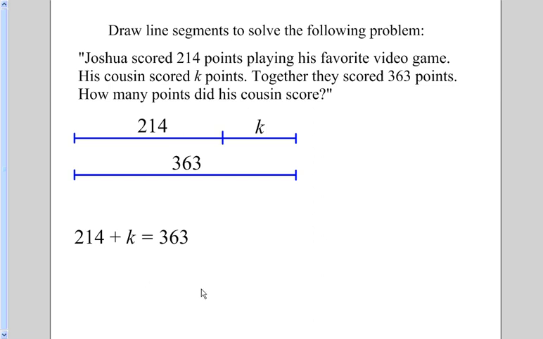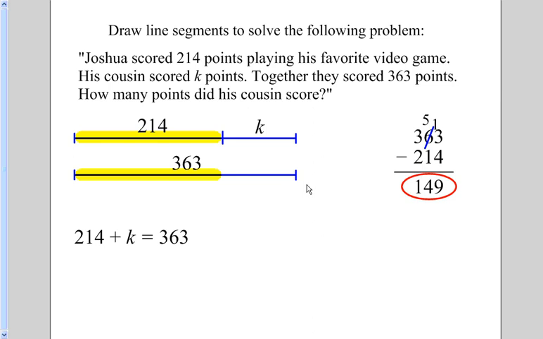So how do we solve it? Well, we need to be able to see 214 plus something is going to equal 363. So if we take that 214 and subtract it from 363, what's left is going to be K. Let's take 363 and subtract 214 from it. We're going to need to do a little regrouping because we can't take 4 away from 3, but we can take 13 minus 4. 13 minus 4 is 9, 5 minus 1 is 4, and 3 minus 2 is 1. Our answer, K, equals 149.